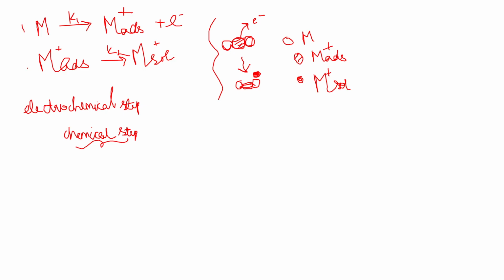So, I'll name these as 1 and 2. Okay. So, electrochemical step means where there is a reaction happening with the loss or gain of an electron. Electrochemical means a reaction is taking place along with an electron transfer. So, which one is the electrochemical step? Is it the first one, second one, or both of them?